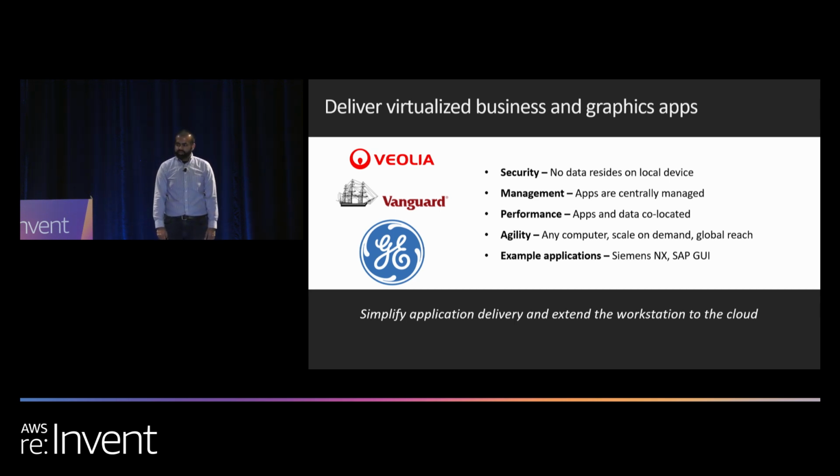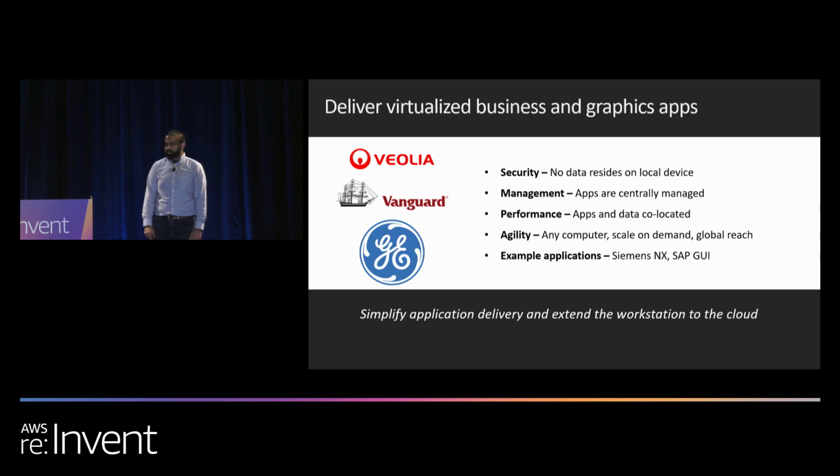And the example applications that we see are things like Siemens NX, Autodesk AutoCAD, MathWorks MATLAB, SAP GUI, and things like this. Veolia is using AppStream as part of their overall journey to migrate to web-based apps, for the applications that they still need that don't have web app equivalents. They're delivering Windows applications to Chromebooks, enabling remaining productivity by delivering those Windows applications to a Chromebook.